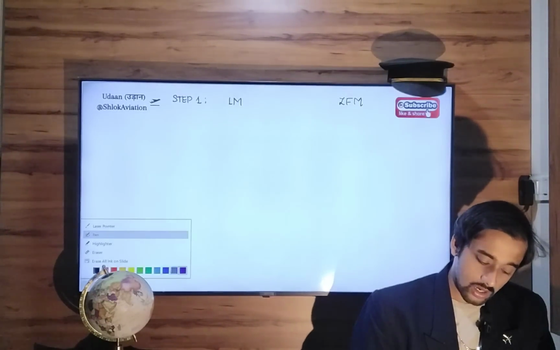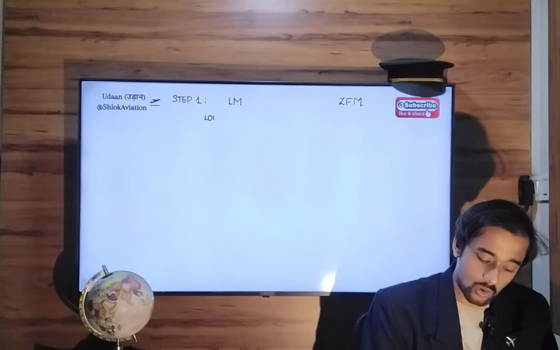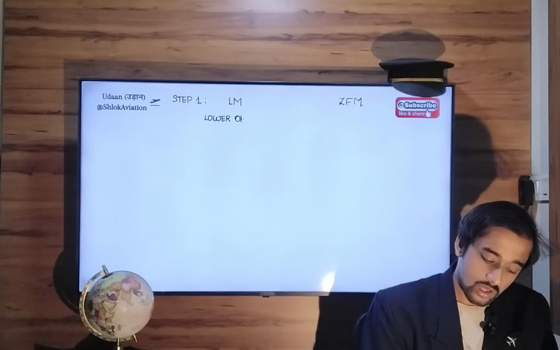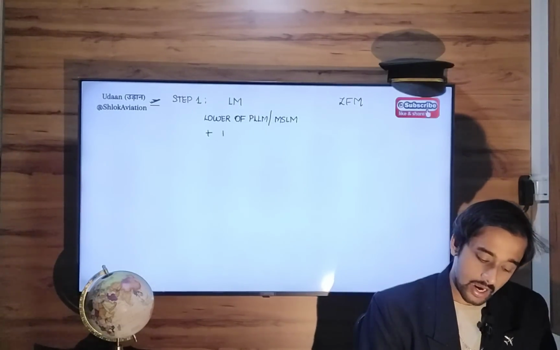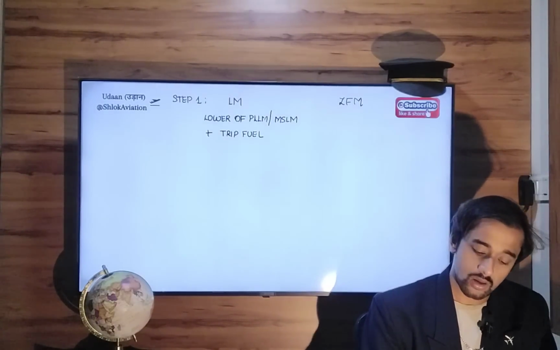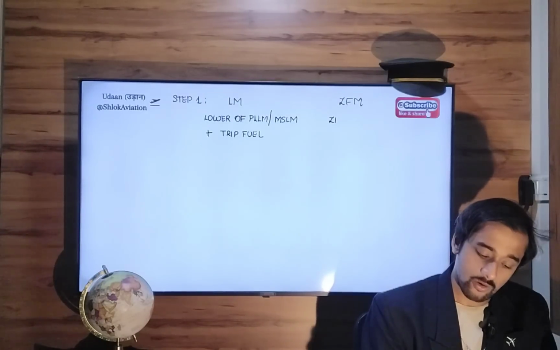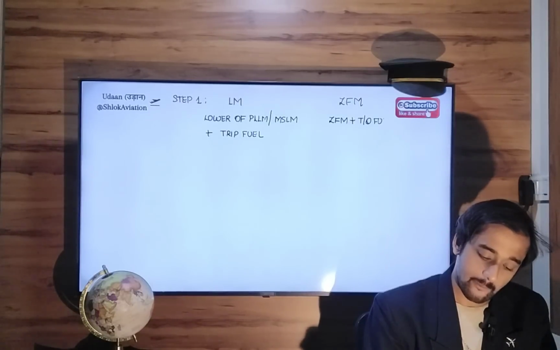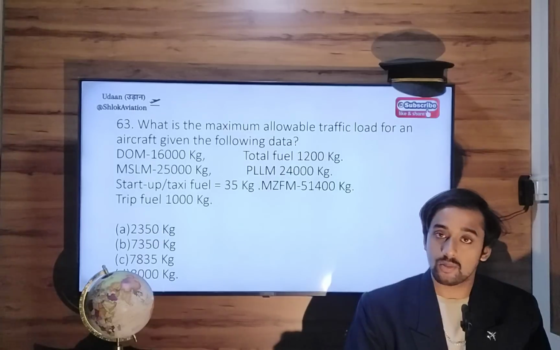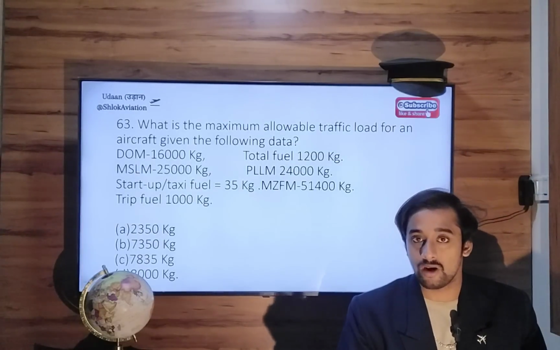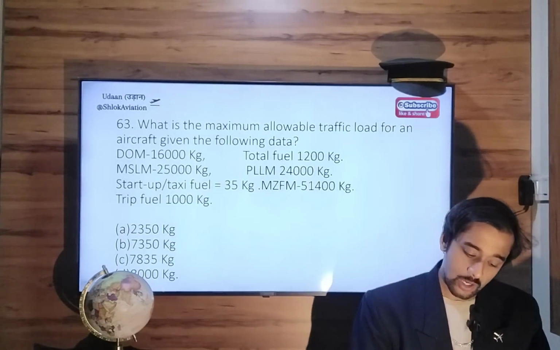In the landing mass column, you are going to write a value which is the lower of performance limited landing mass and maximum structural limited landing mass. To that, you are going to add trip fuel. In the zero fuel mass column, you are going to follow the formula zero fuel mass plus takeoff fuel. Now between maximum structural landing mass and performance limited landing mass, you have to select a lower value.